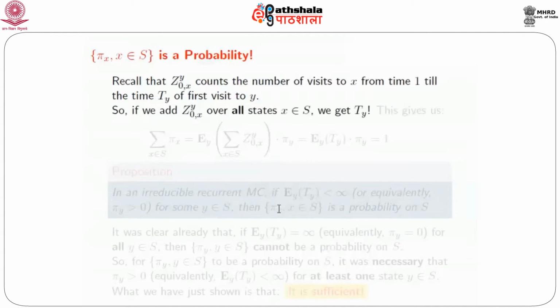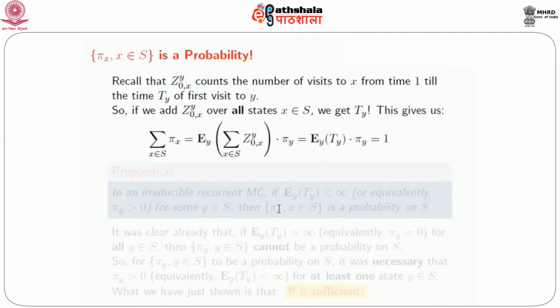So if I add all these z0x's over all states x in S, what do we get? We get ty. Because between time 0 and ty, you count how many times the chain visits x, and then add these counts over all possible states x, you end up counting the entire time. So this is exactly ty.